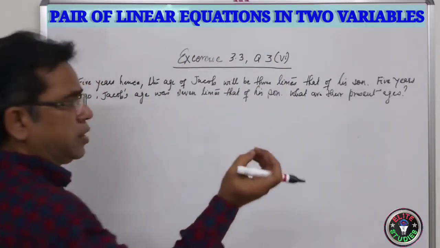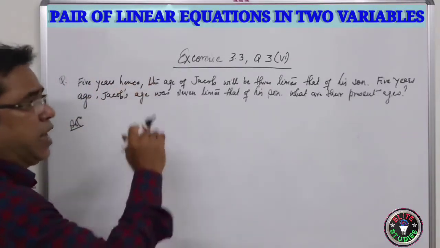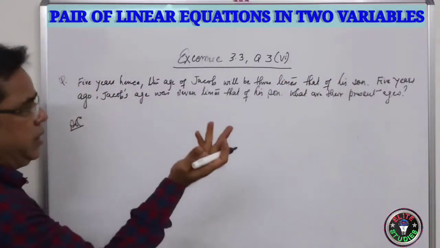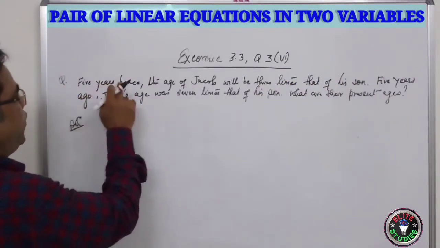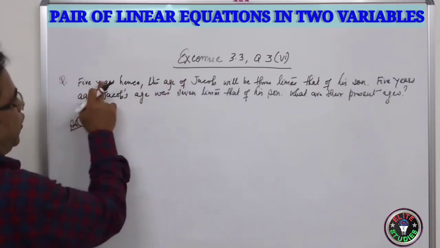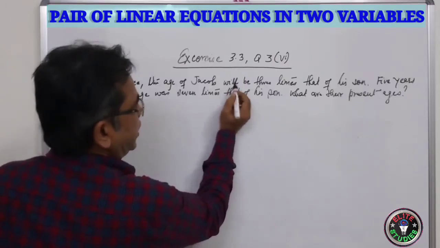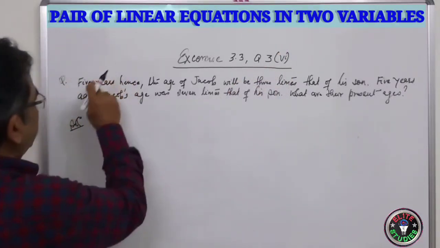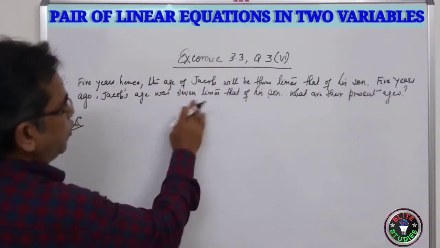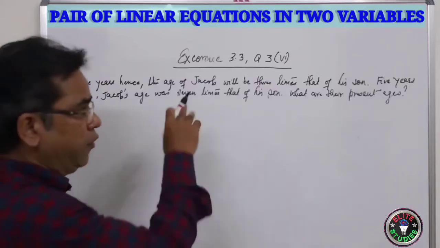Now here you have to understand a little bit of English. 5 years hence means after 5 years. And 5 years ago is self-explanatory, but 5 years hence means after 5 years. So it can also be written like this: after 5 years the age of Jacob will be, you see, will shows it is in future. It means after 5 years Jacob will be 3 times, but before 5 years he was 7 times. I told you the times may change, but the difference will remain the same.